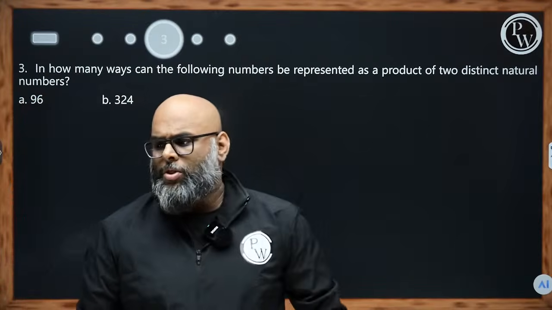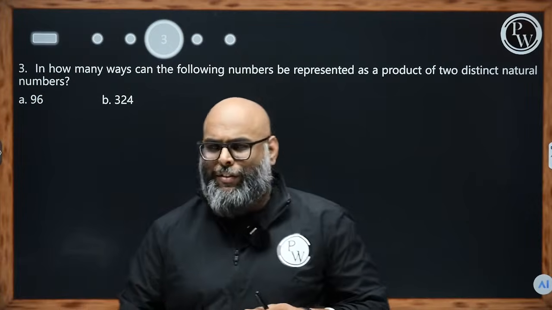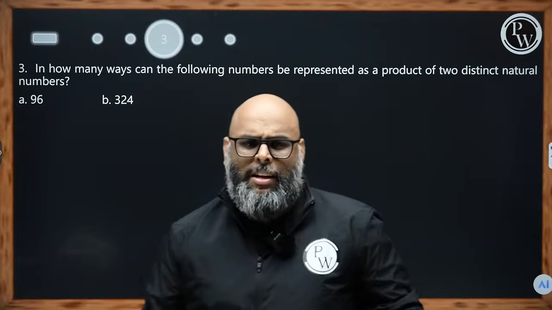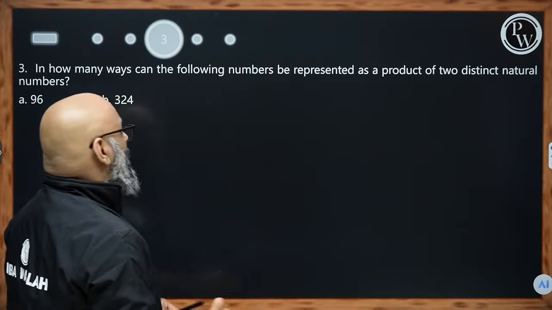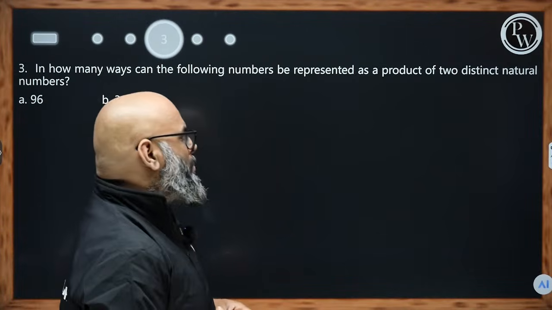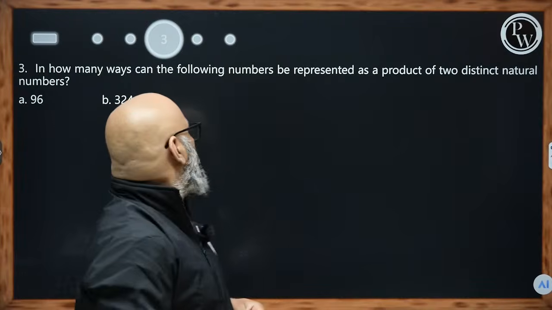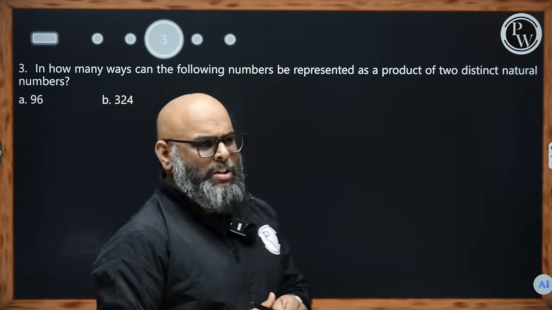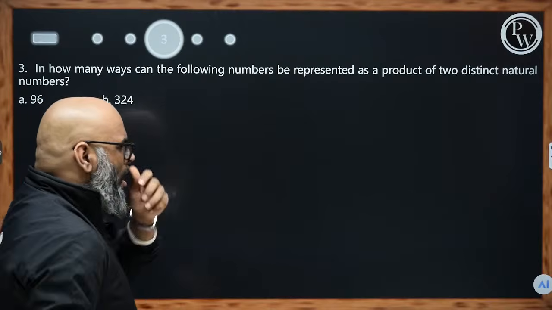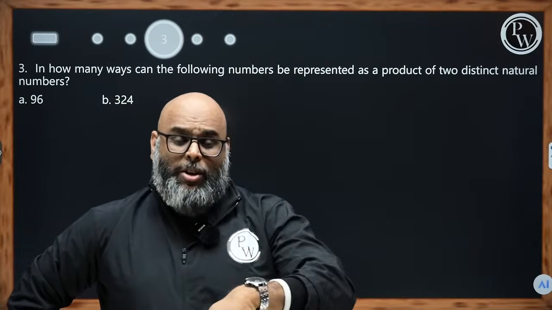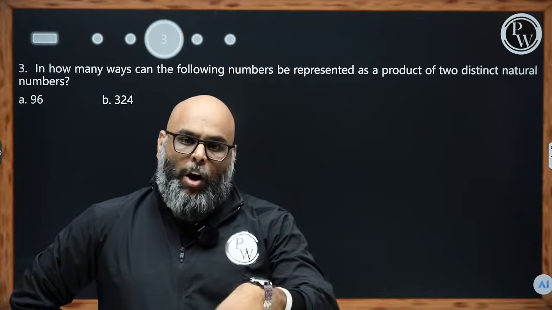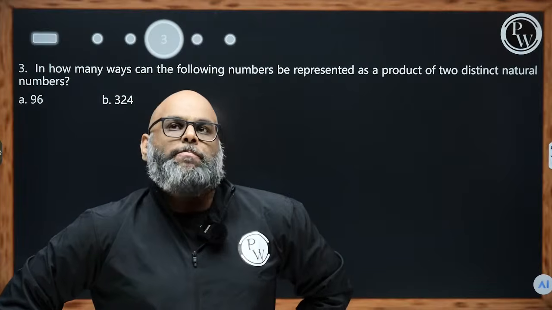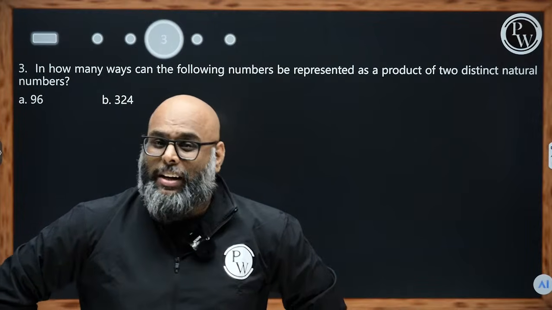Right, we'll do this. The question sounds a little different. All this while we were finding factors, and all of a sudden it says, in how many ways can the following numbers be represented as a product of two distinct natural numbers? First we'll look at 96. We'll probably do it for a smaller number, and then we'll see, is there a way to crack this idea and then get through.